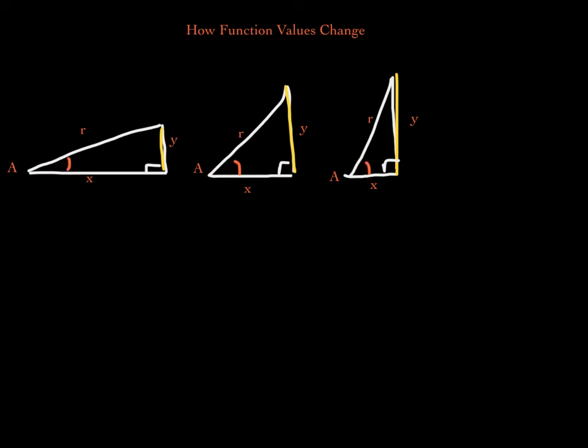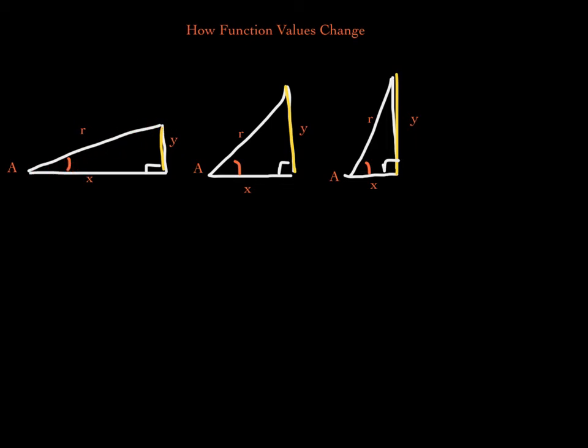Notice that as angle A increases in measure from 0 degrees to 90 degrees, it's getting bigger and bigger. The length of the side opposite angle A is increasing. So look how Y increases and increases as angle A increases. As A increases, Y increases, but R is fixed.